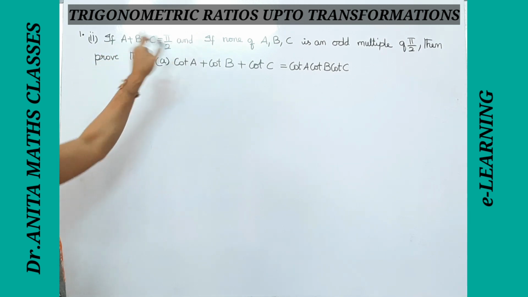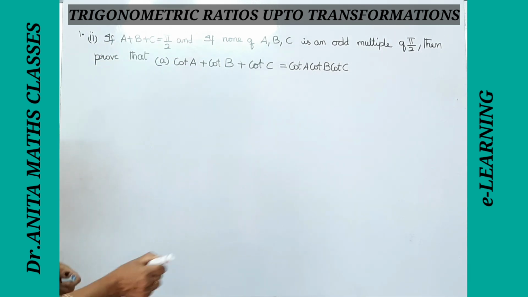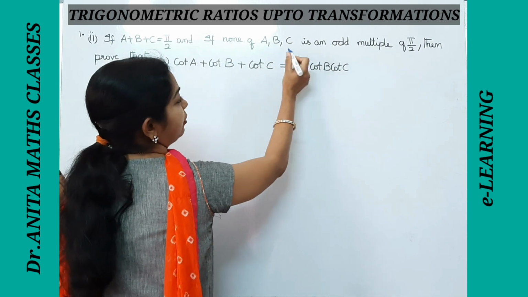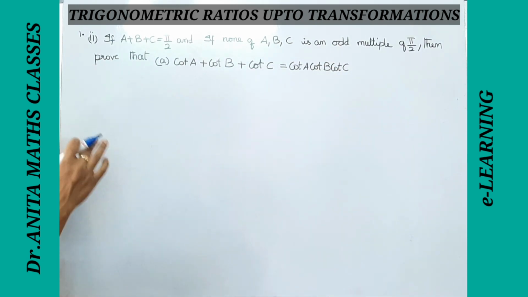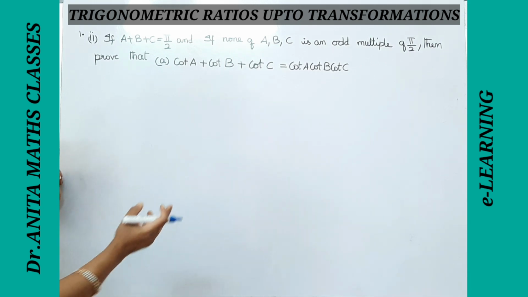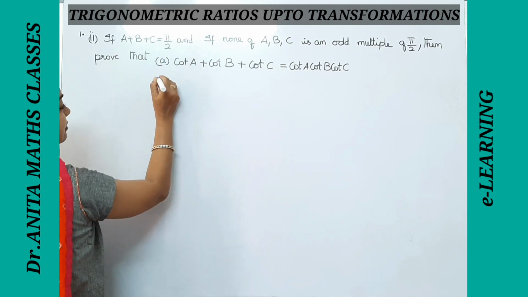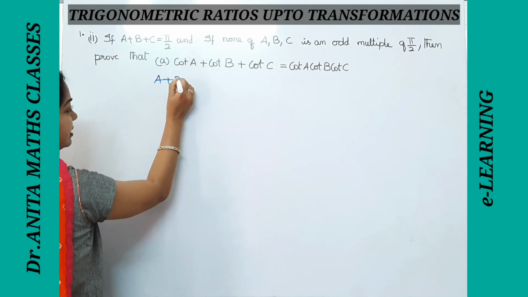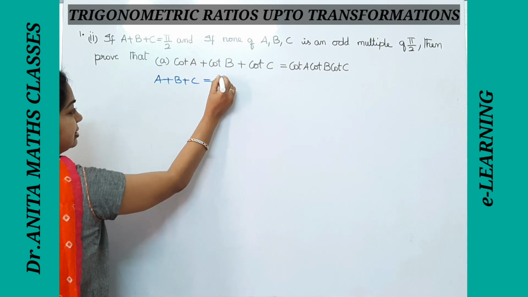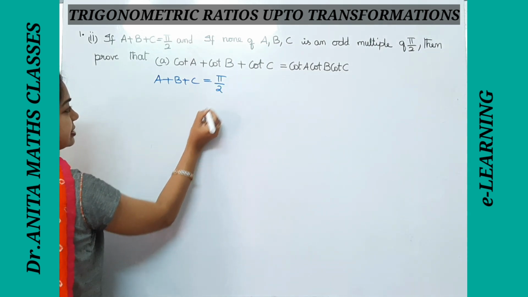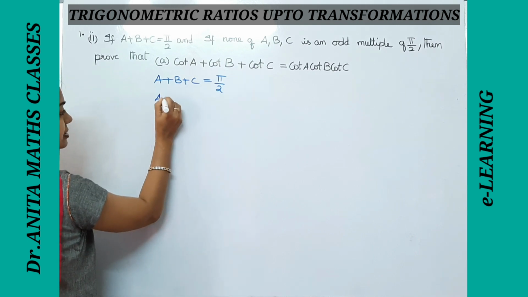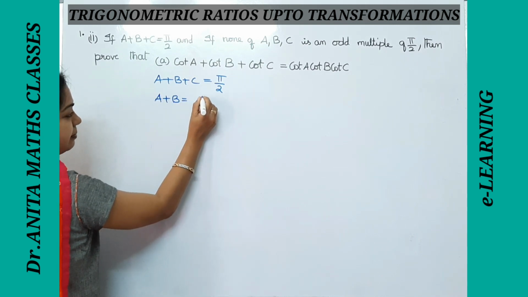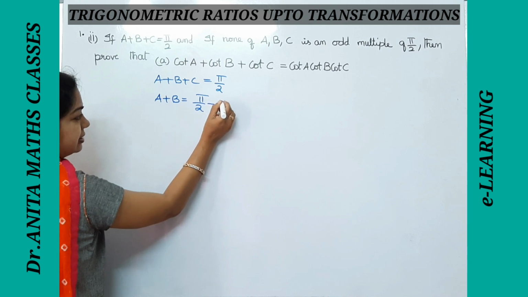Given a plus b plus c is 90 degrees, and also the condition that any of them are not the odd multiples of 90. Multiples of 90 means 90, odd multiples means 270 likewise. Here let us begin with a plus b plus c given as 90. Now let me shift this c to the other side. That becomes a plus b equals pi by 2 minus c.